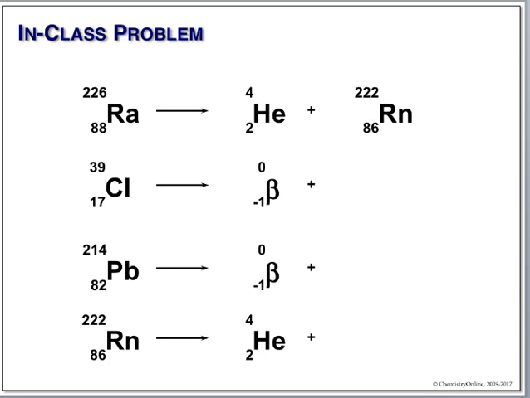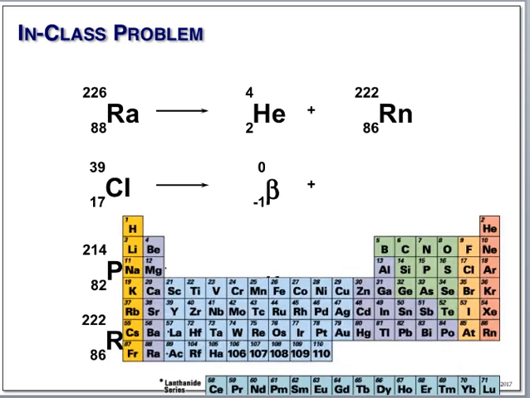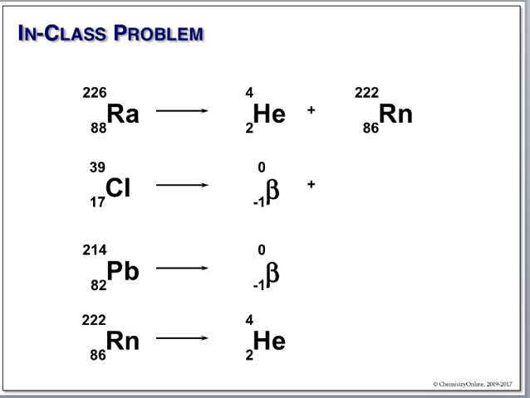You may have heard of radon. Radon is the stuff that shows up in your basement. It is an alpha emitter, and it is a toxic gas. We'll talk about that in just a second.